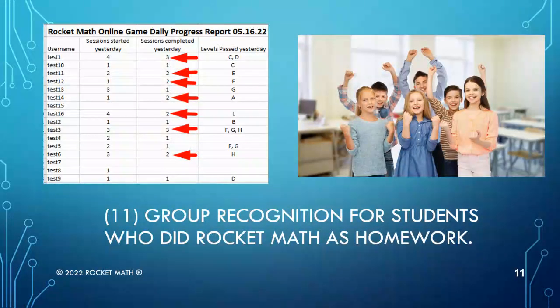Number 11 is give group recognition for students who did Rocket Math as homework. You'll know from the daily progress report. Anyone who completed more sessions than the one you did in school must have done Rocket Math as homework. Call out those students to stand up and take a bow or show a cheer. Keep doing that until everyone does it every day.